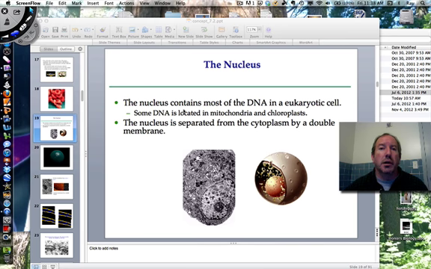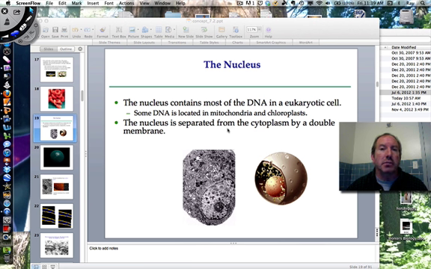And so eukaryotic cells possess this membrane-bound organelle that's rather large called the nucleus. You can see it here. Eukaryotic cells have this, but a prokaryotic cell, remember, doesn't possess it, so it's one of the defining distinctions.